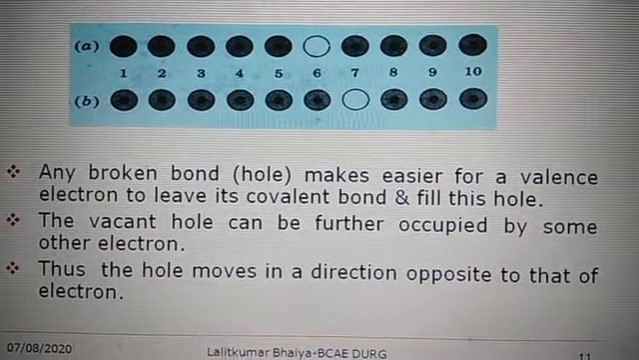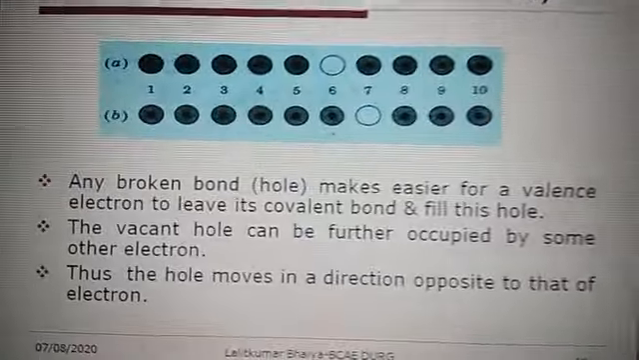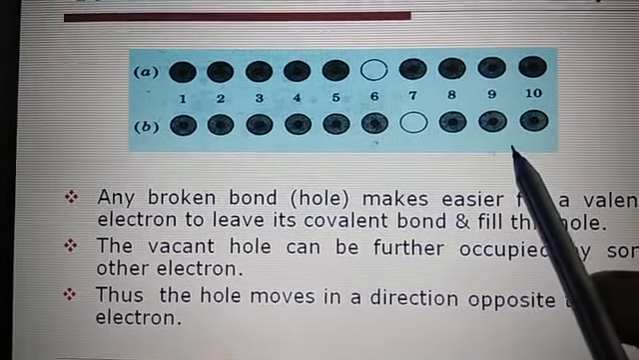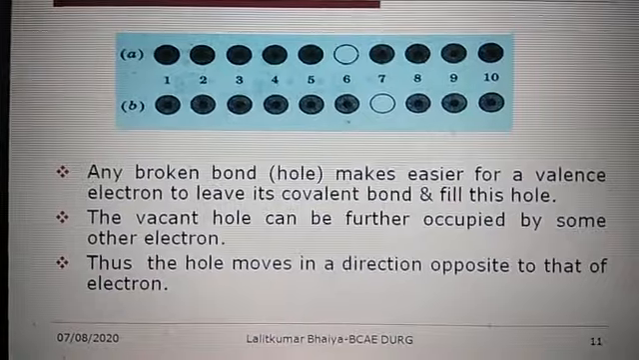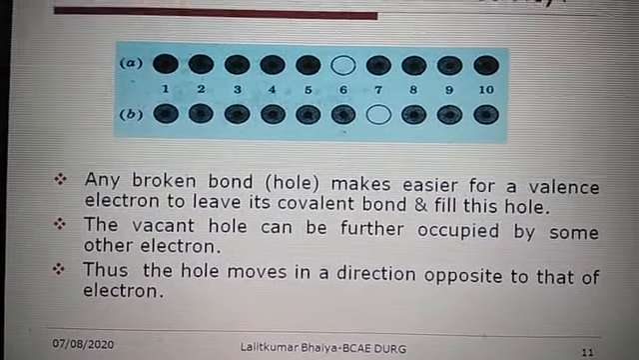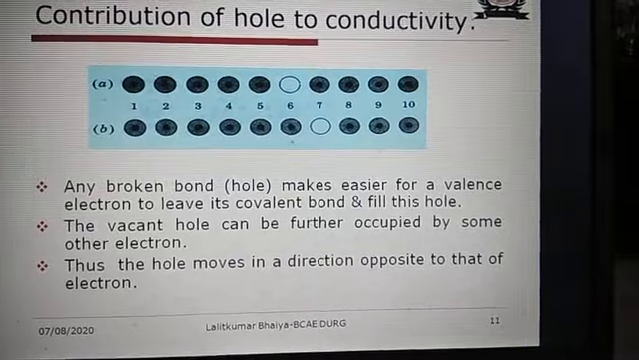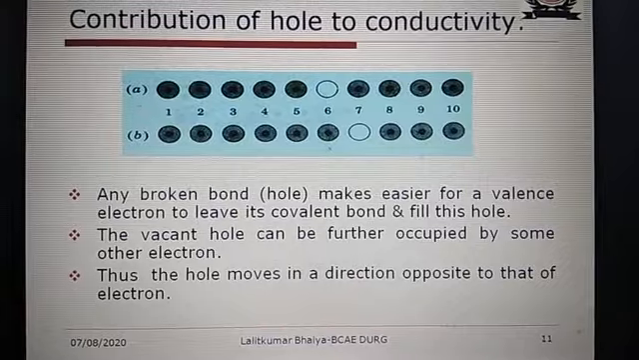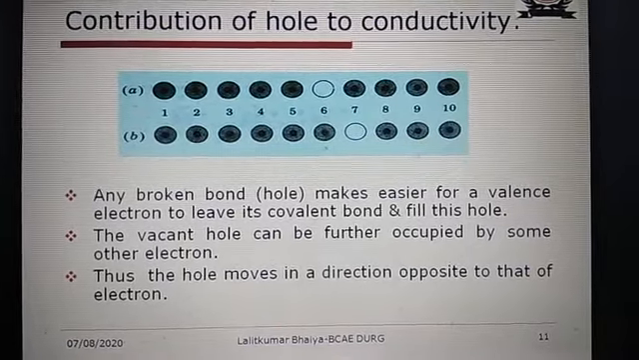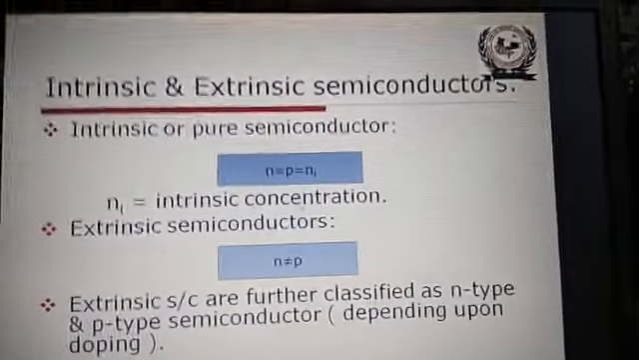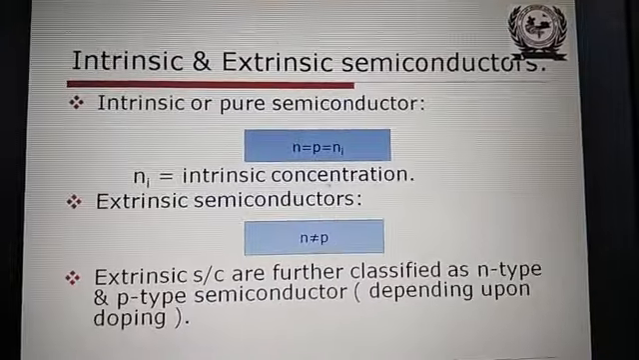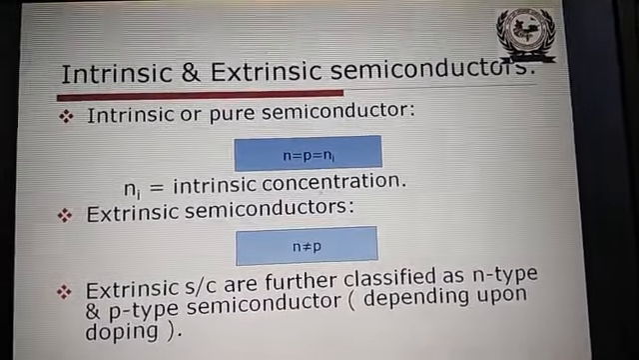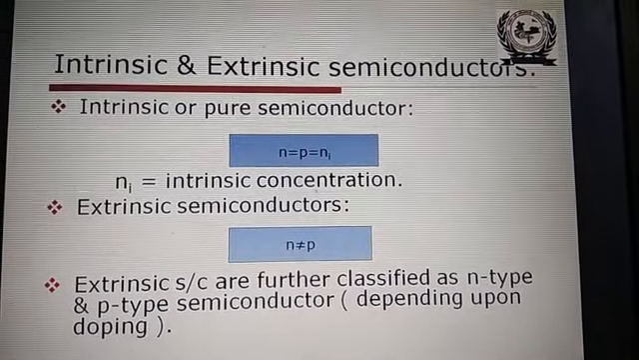Thus the holes move in a direction opposite to that of electrons. When the electrons move like this, the holes move like this, so the directions are opposite. Holes are positively charged and electrons are negatively charged, so their movement will be in opposite directions. If holes are moving towards the right, the electrons will be moving towards the left. And the current will be in the direction of the movement of the hole. So this is the production of current in semiconductors after supplying some energy.